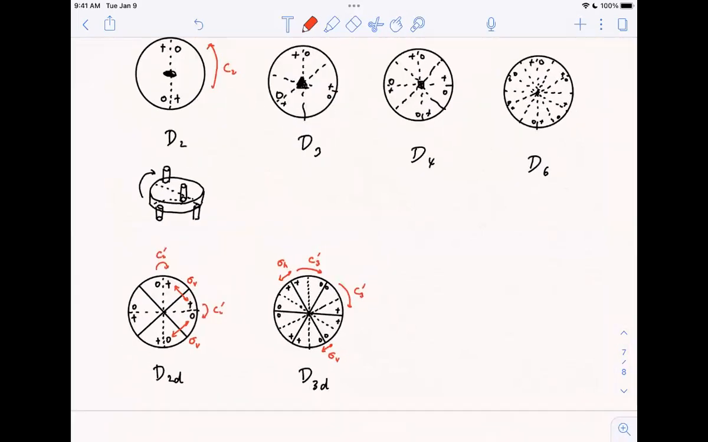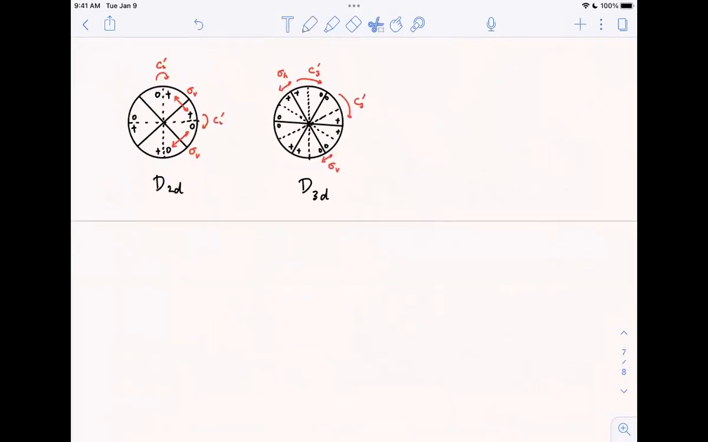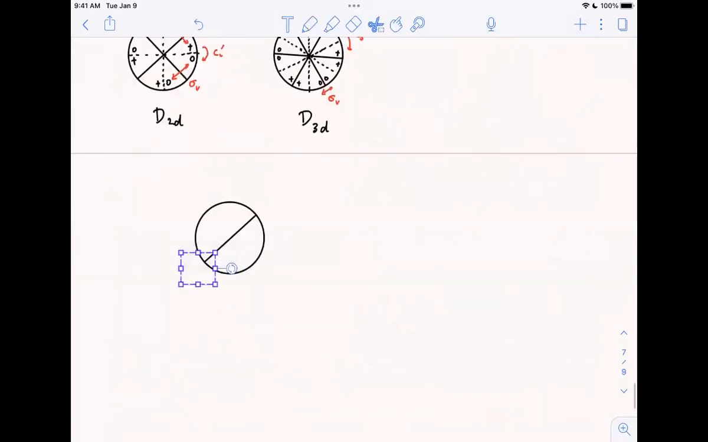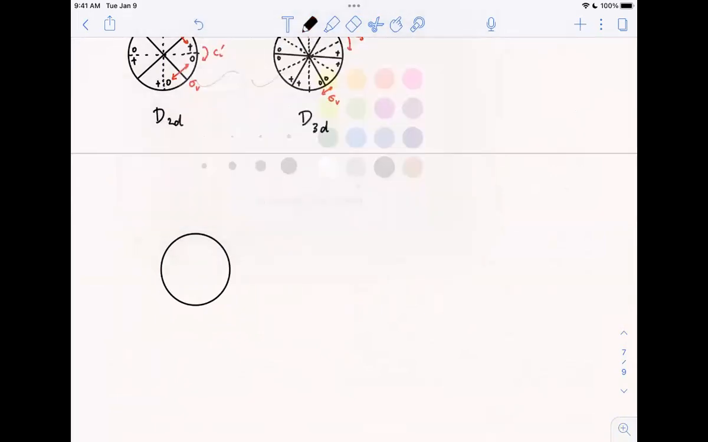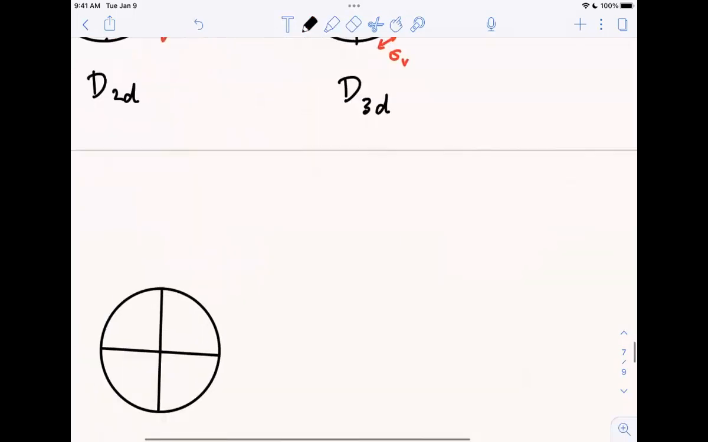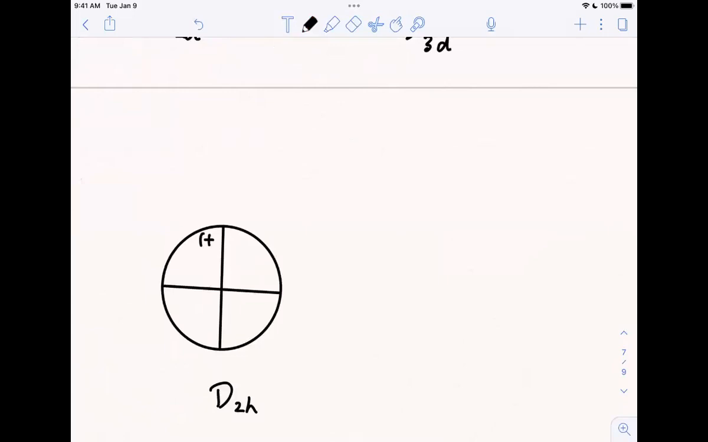Okay, so let's go ahead and do the higher symmetry group. The higher symmetry group is H. So this is D2H. So D2H is like this. You have a rotation, and then here you have both.